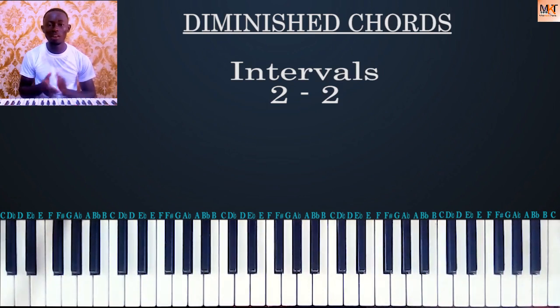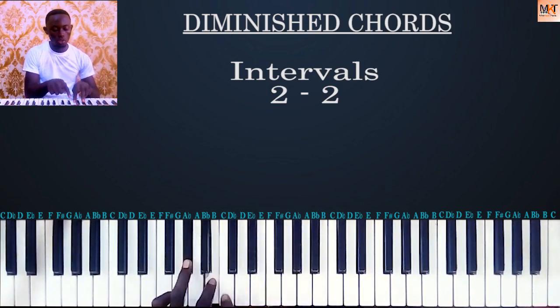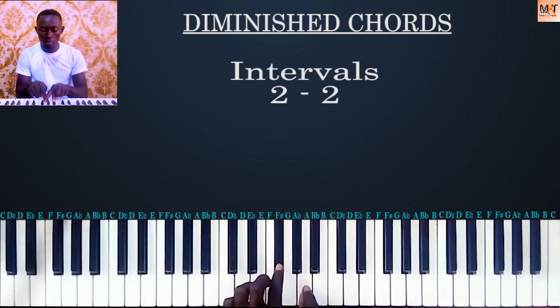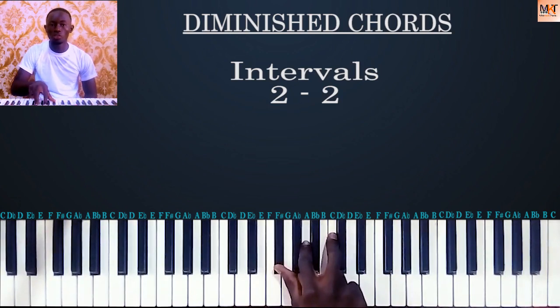That one also, the interval between them is 2, 2. So this is C diminished chord. The intervals are 1, 2, and then 1, 2. 2 in between, 2 in between. So if you could remember those numbers, 2, 2, you could form any diminished chord. If I'm here, 1, 2 in between, 1, 2 in between, that actually gives me A flat diminished chord. So F sharp, 1, 2 in between, 1, 2 in between, and that gives me the F sharp diminished chord.